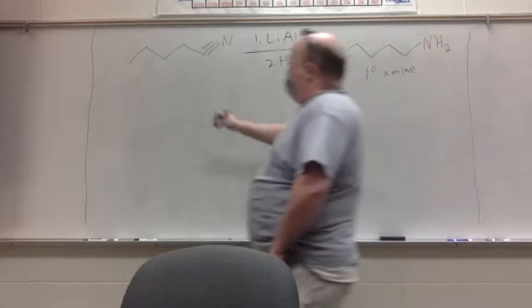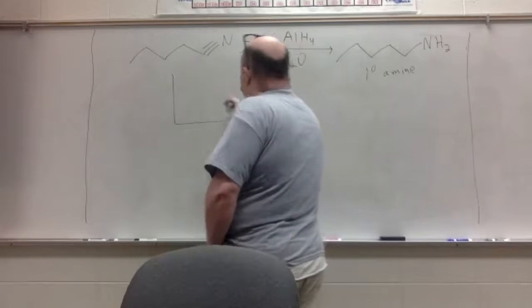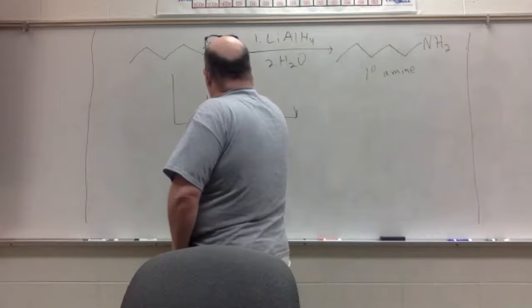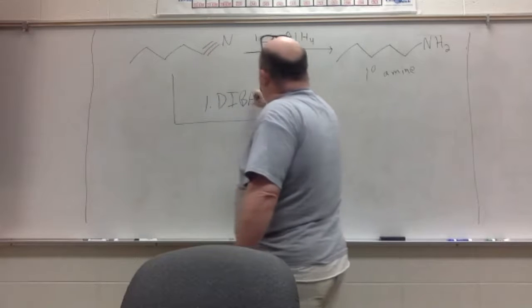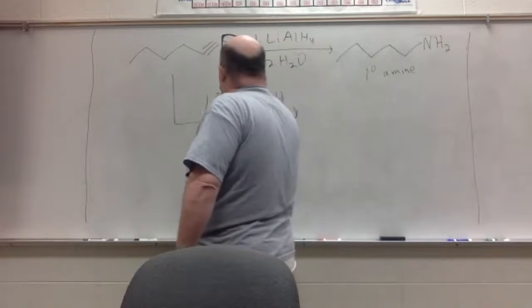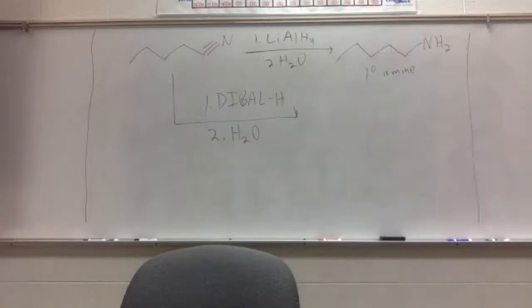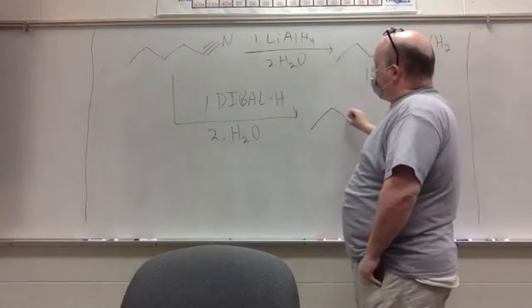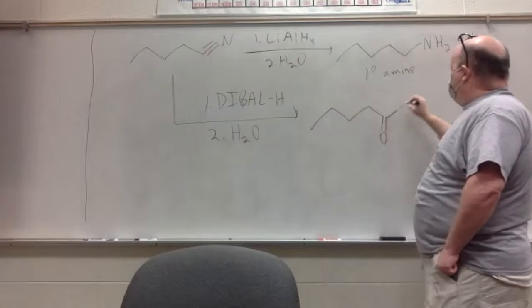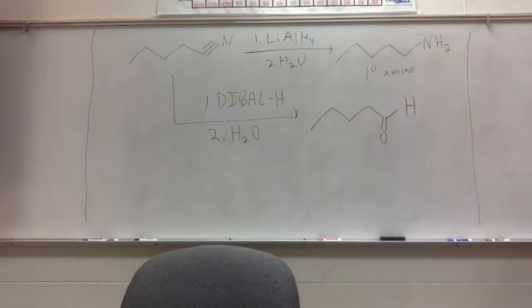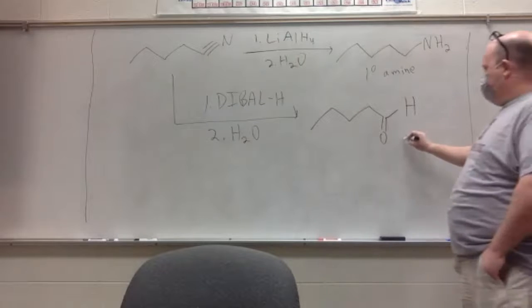Now you can also do this with a weak reducing agent. So you could do this with DIBAL-H. Now this is where, at least the first one seemed pretty intuitive. This one I'll just straight up tell you is not intuitive. So this one you definitely just have to commit to memory. When you do a weak hydride reduction of the nitrile, you're going to get an aldehyde. Always.